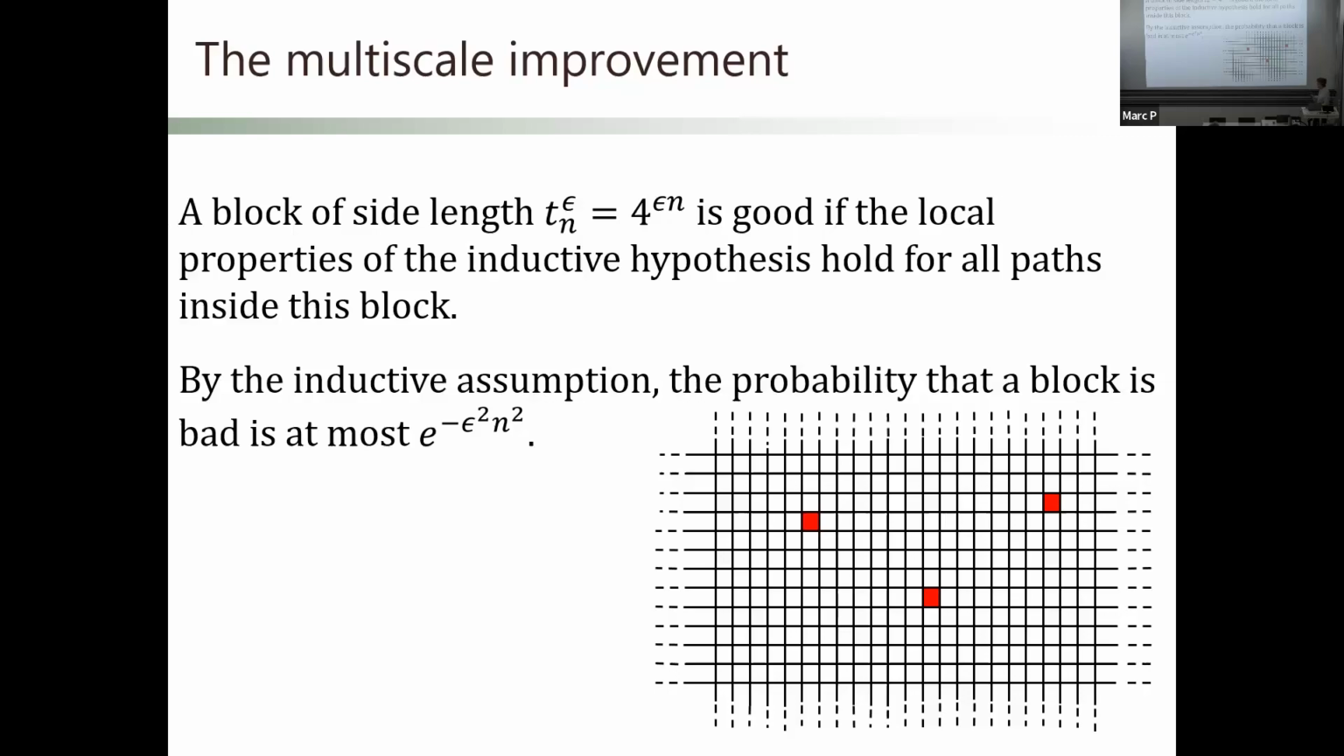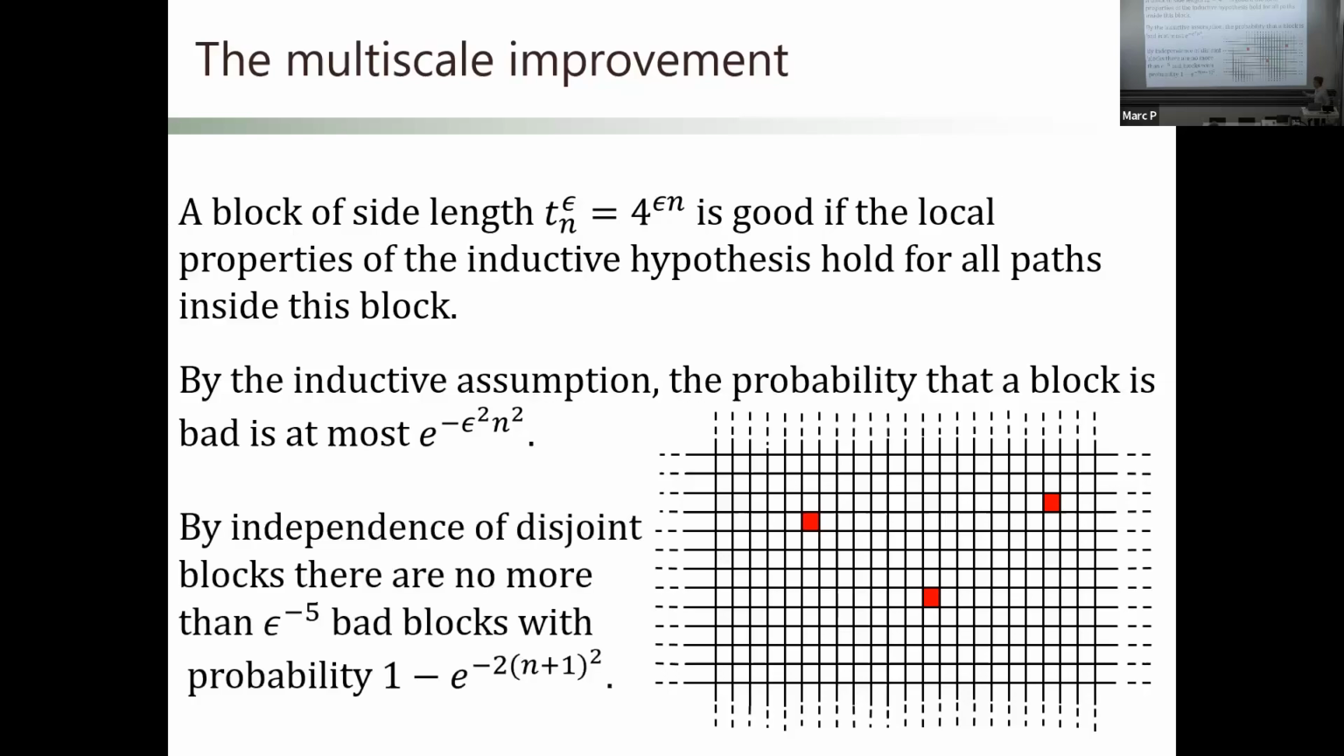On the other hand, if you set the events up in the right way, blocks that are at least not adjacent to each other will be independent of each other. And so the probability of having lots of these bad subblocks will be much smaller. So the probability of having, let's say, epsilon to the minus 5 number of these bad subblocks will be like e to the minus 2 (n+1) squared. So we might have these bad subblocks, but we only have to deal with an order 1 number of them.